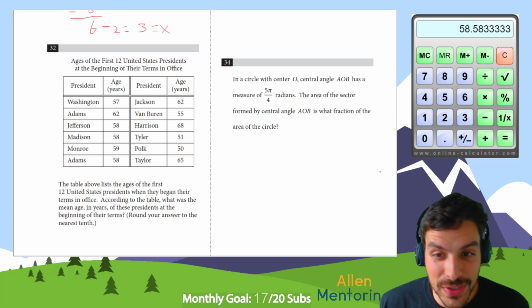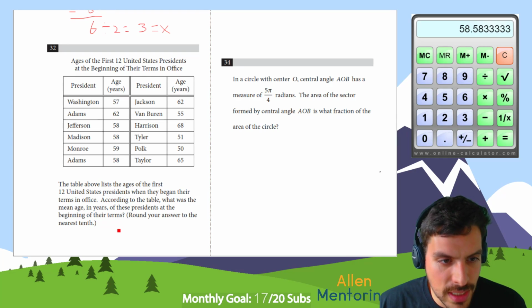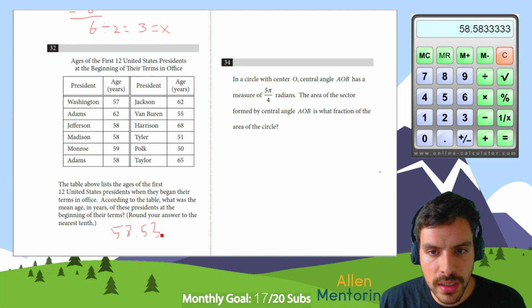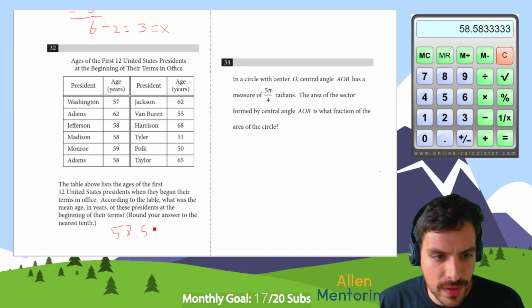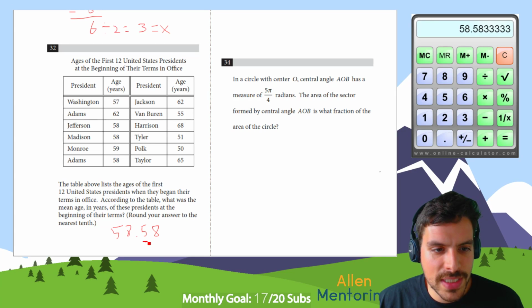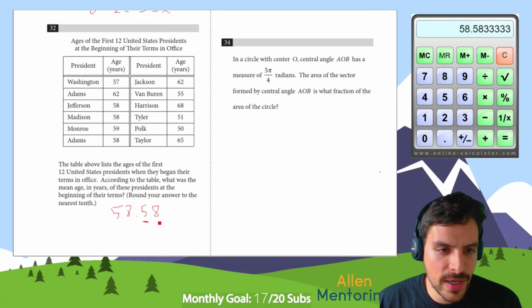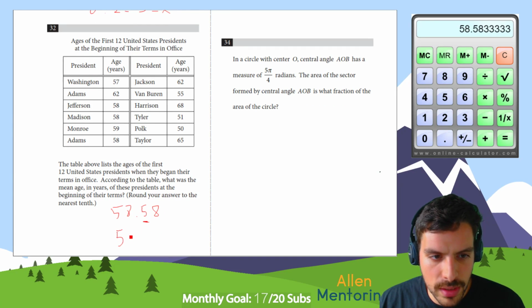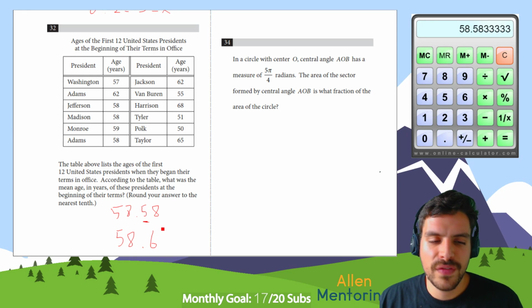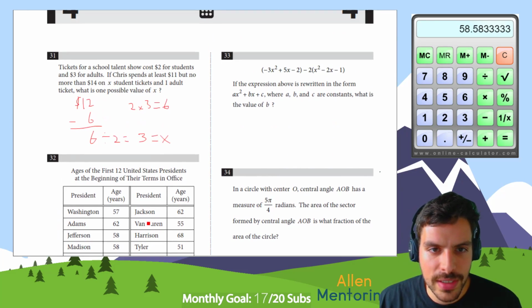Round your answer to the nearest tenth. Okay, so the nearest tenth. So I have 58.58. Oh no, sorry, 0.58. So I'm rounding it to the nearest tenth. Since 8 is right next door to it, that means I have to round up. So 58.6 is our answer there.